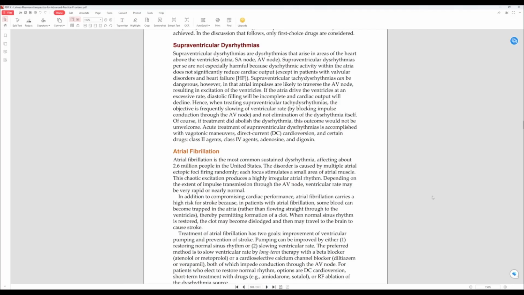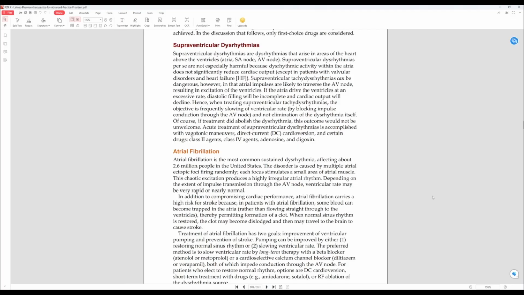Supraventricular tachydysrhythmias can be dangerous, however, in that atrial impulses are likely to traverse the AV node, resulting in excitation of the ventricles. If the atria drive the ventricles at an excessive rate, diastolic filling will be incomplete and cardiac output will be reduced. Hence, when treating a supraventricular tachydysrhythmia, the objective is frequently the slowing of the ventricular rate, and not the elimination of the dysrhythmia by itself. Of course, if the treatment did abolish the dysrhythmia, this outcome would not be unwelcome.